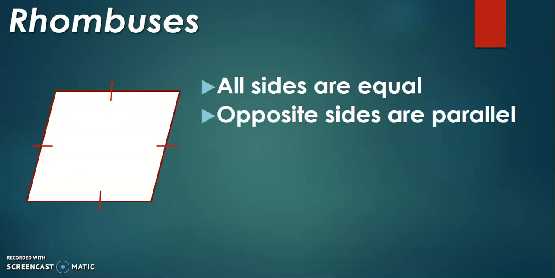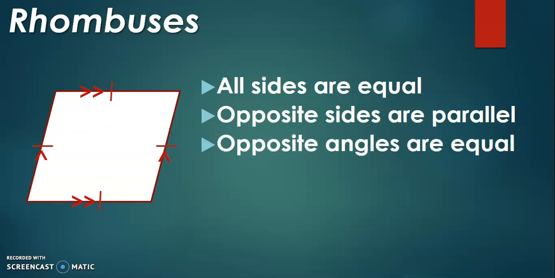Now, the next one is opposite sides are parallel. Again, like a square, I'm going to show you with single arrows and double arrows. And the last one: because this shape is tilted, you cannot think that the angles will be 90 degrees. From looking at it, I know that they're not going to be 90 degrees, but they have a special angle property. Opposite angles will be equal. So notice the color coded angles over here. These two red angles are equal. These two yellow angles are equal.